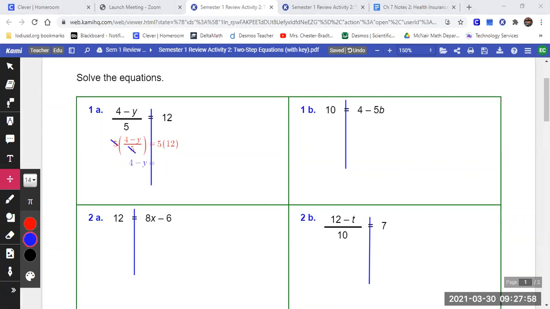What's a 12 times a 5? 60. Let me write it. Now, oops, that's a 5, that's a 60.